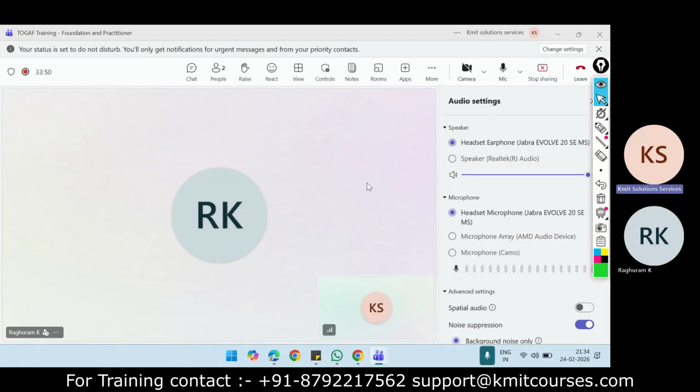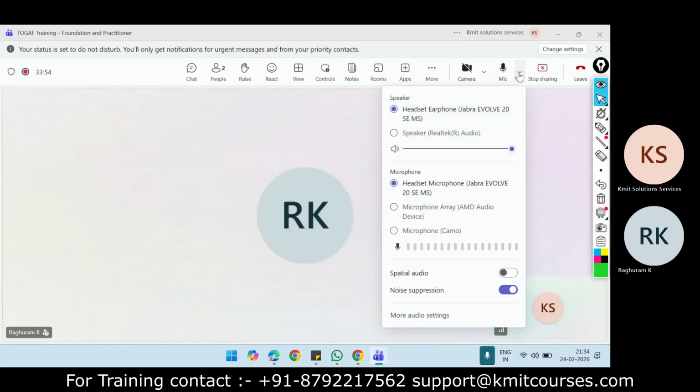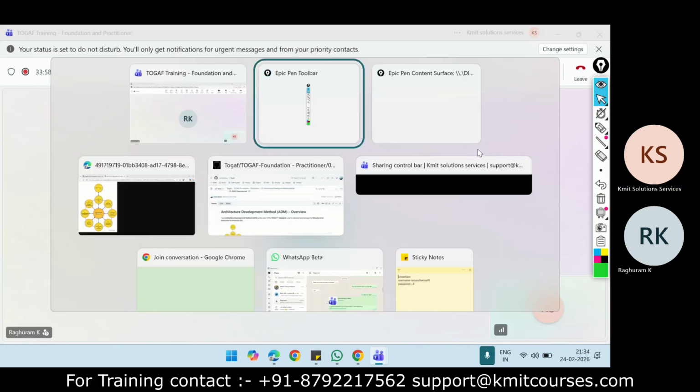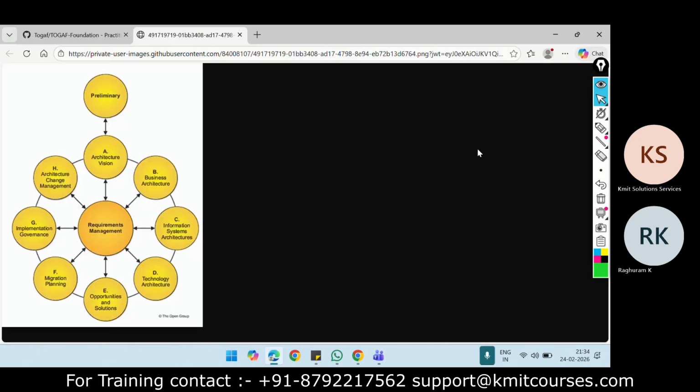So now let us talk about artifacts. Do you have any question related to artifacts? Matrix, diagram, and what is the other one? Catalog. Catalog, right? Yes.